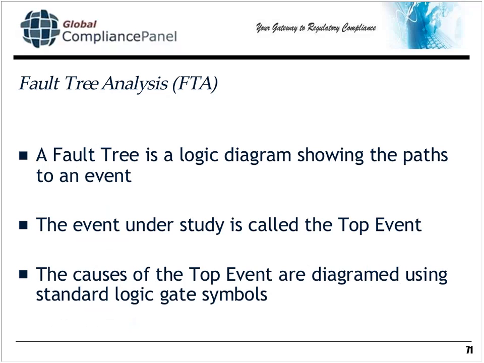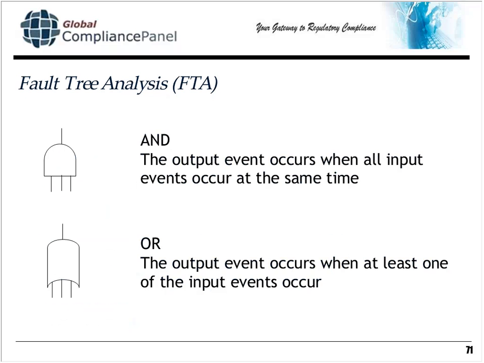The event under study is called the top event. The causes of the top event are diagrammed using standard logic symbols, and here's an example of what they might look like. The AND symbol says that the output event occurs when all of the inputs occur at exactly the same time. The OR is an output event that occurs when at least one of the inputs occurs.